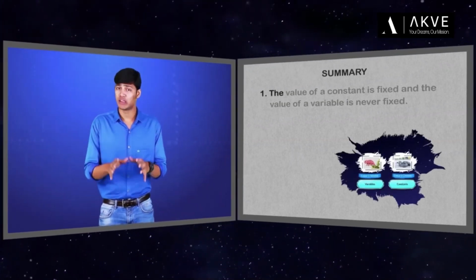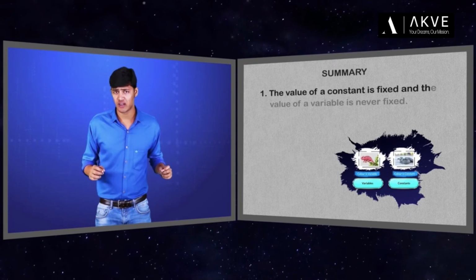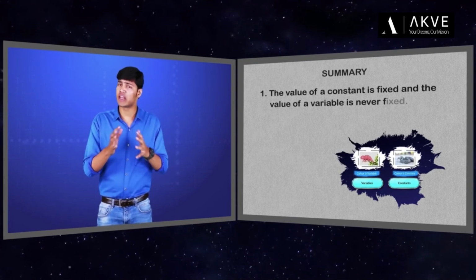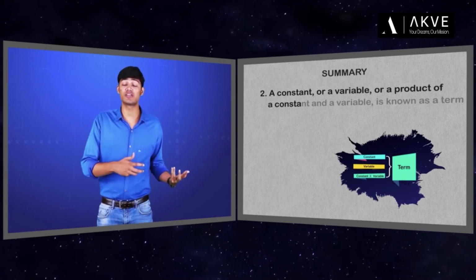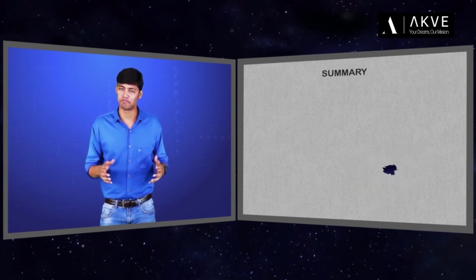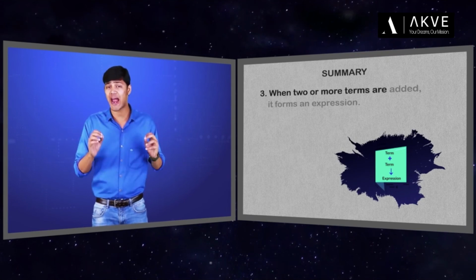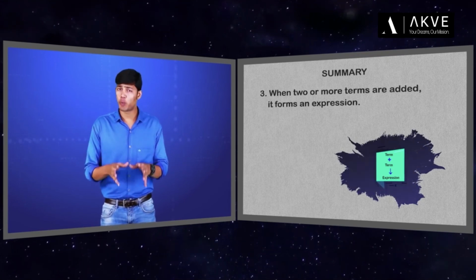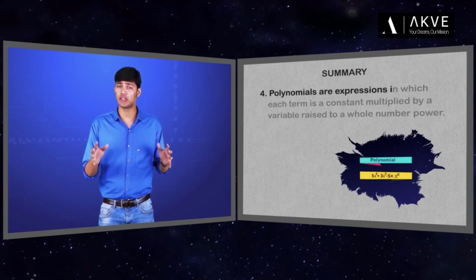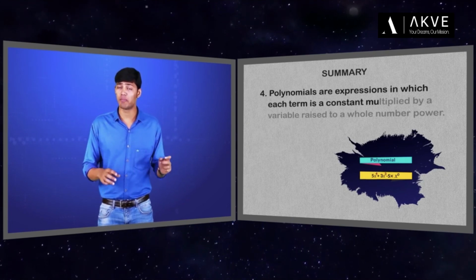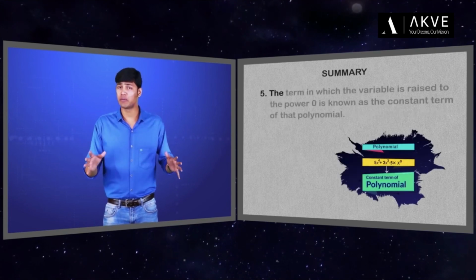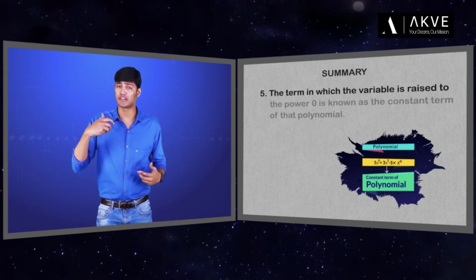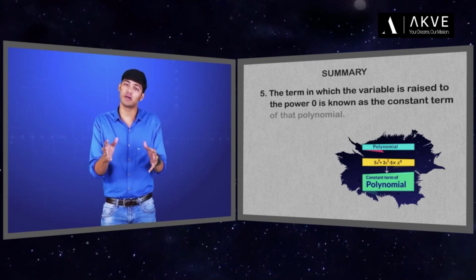As of now, let's summarize what we have learned so far. The value of a constant is fixed and the value of a variable is never fixed. A constant or a variable or a product of a constant and a variable is known as a term. When two or more terms are added, it forms an expression. Polynomials are expressions in which each term is a constant multiplied by a variable raised to any whole number power. The term in which the variable is raised to the power 0 is known as the constant term of that polynomial.